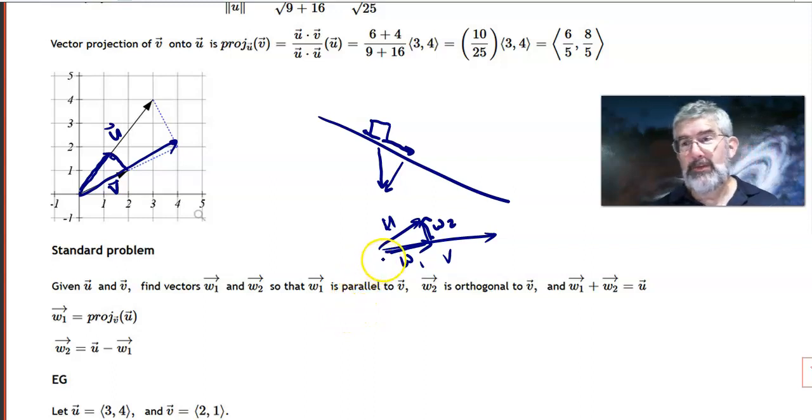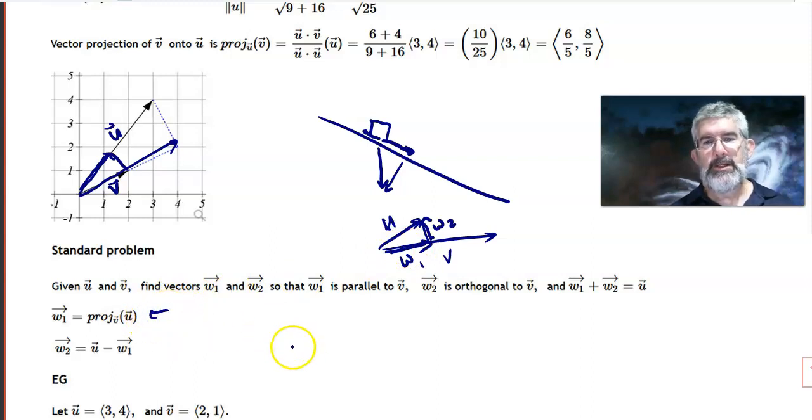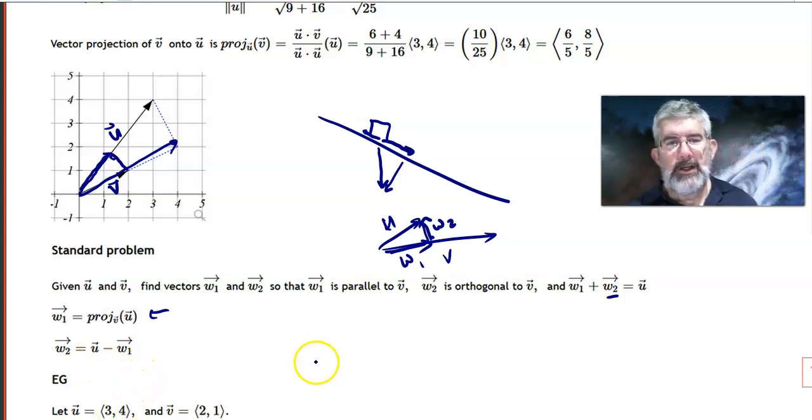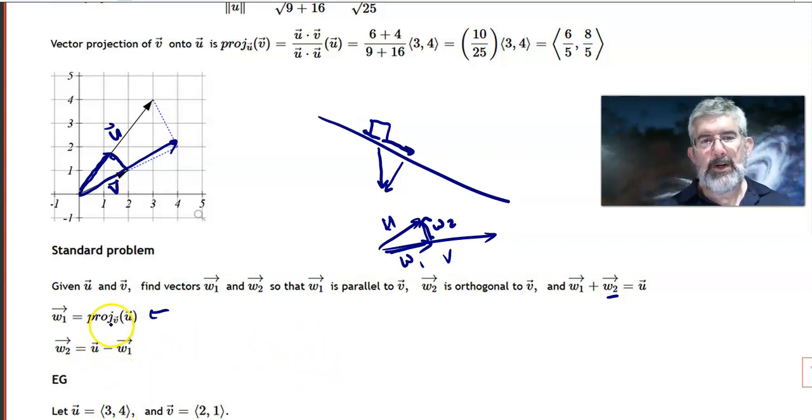Well, we've already solved part of this problem because w1 is just the projection of u onto v, right? So this is that right here. And then how do you get w2? Well, if I know these two, because I'm given u and I calculate w1, then just take this thing right here, solve for w2. So bring the w1 over to the other side, w2 is u minus w1. Okay? You find the part parallel to v by doing the projection, and then you just subtract to get the perpendicular part.